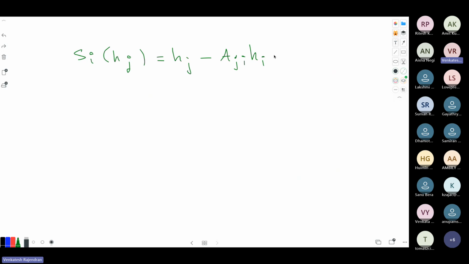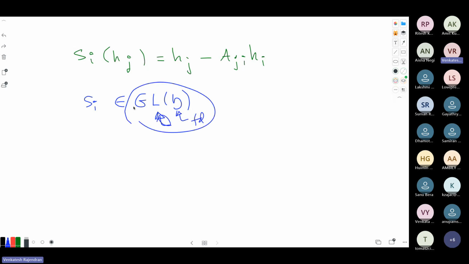And then we have these numbers alpha_j of alpha_i. Other than that, we don't know anything. So you have to define these s_i's. But you can easily prove that they are all invertible, and these s_i's lie inside GL(H). This H is finite dimensional, so this is some group inside the set of invertible operators.